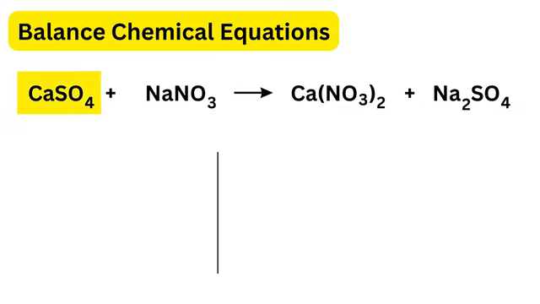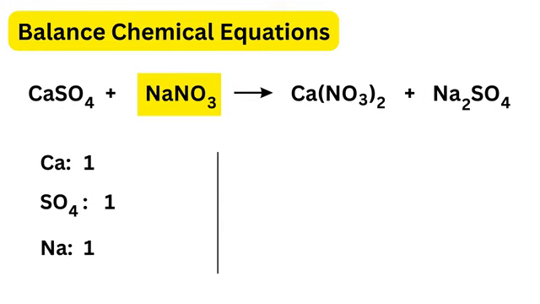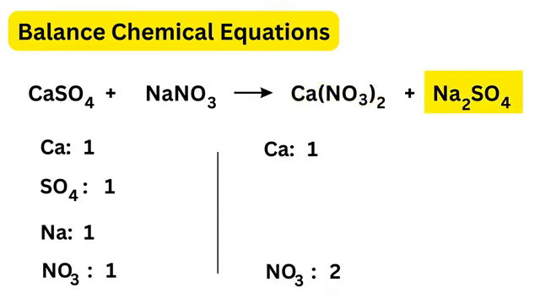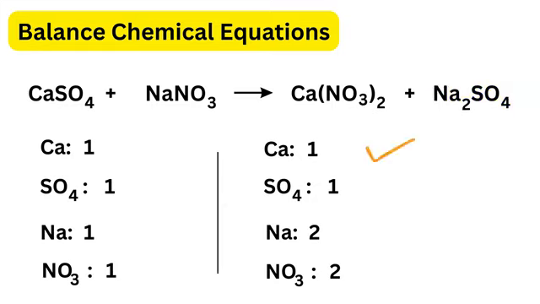On the left, calcium sulfate has one calcium and one sulfate. Sodium nitrate has one sodium and one nitrate. On the right, calcium nitrate has one calcium and two nitrate groups. Sodium sulfate has two sodiums and one sulfate. Now compare both sides. Calcium is already balanced. The sulfate group is also balanced. But sodium and nitrates are not balanced.